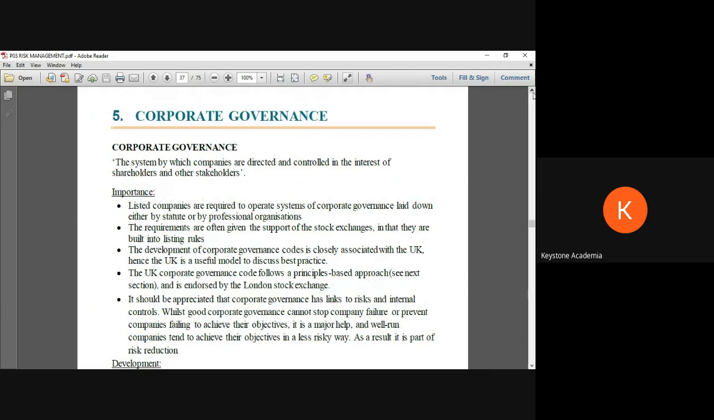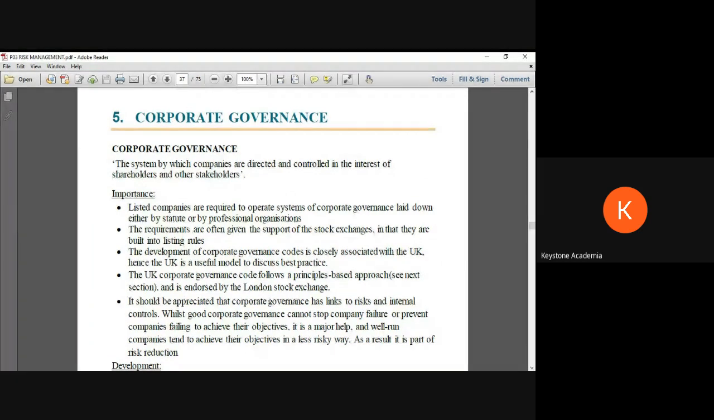Okay. So firstly, what is corporate governance? What do you understand? If I ask you to tell me in one line, what is corporate governance for you? Can anybody try? What is corporate governance? Just in a simple understanding.